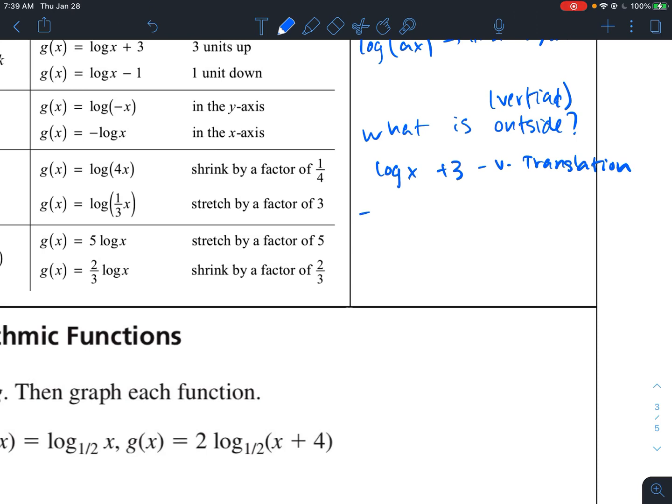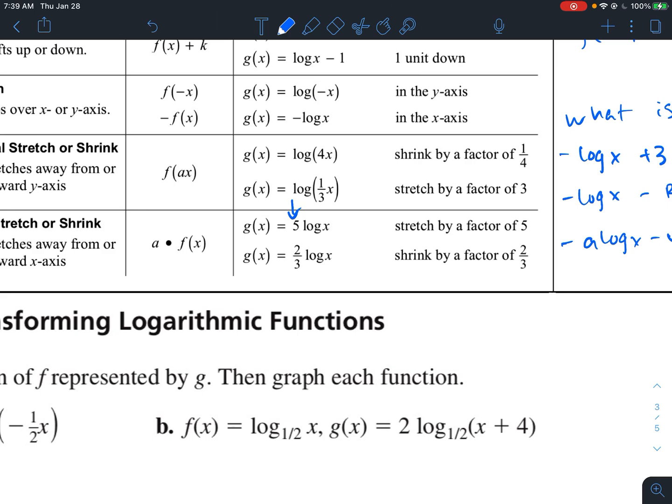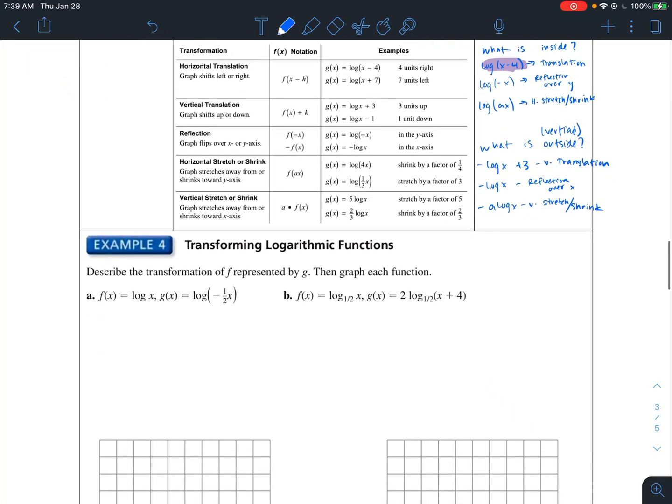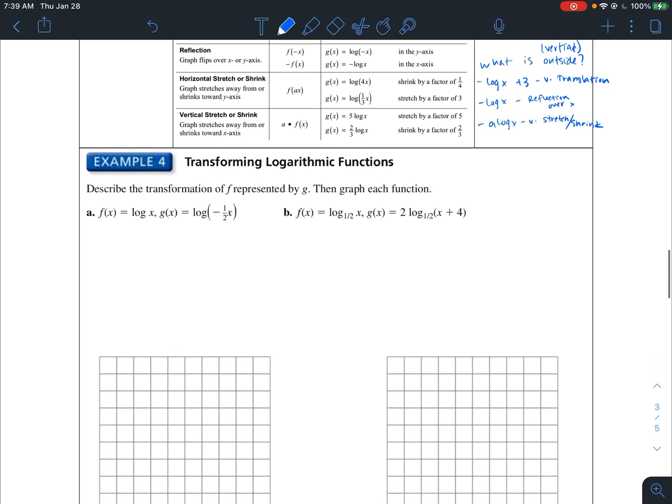Alright, and then if you have negative log of x, because it's being multiplied on the outside by a negative number, this is a reflection over x. Okay, and then if it's multiplied by a number outside, so a times log of x, this is a vertical stretch or shrink. Now vertical, if it's greater than 1, it's a stretch. If it's less than 1, it's a shrink, which is the opposite of what the horizontal stretch and shrinks were. Okay, so hopefully that review was helpful. Now let's graph some examples here.